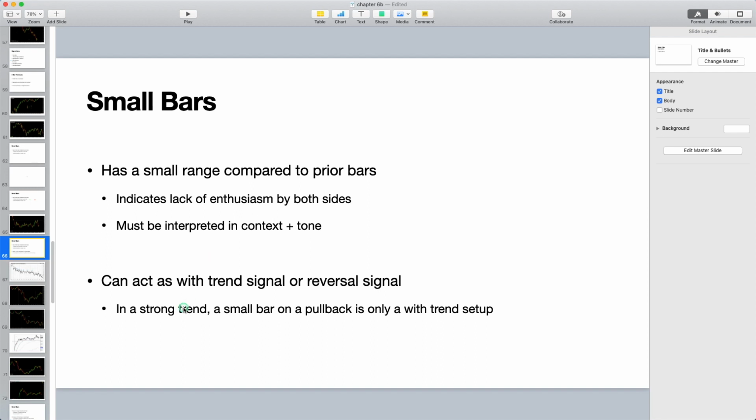So just like we said that in a strong trend, a small bar on a pullback is only a with trend setup, the same is true for a strong spike. In a bull spike or a bear spike, the first pullback with a small bar is only with trend. So in a bull spike, a small bar near the high of a strong bull trend bar is a very good signal bar, especially if it's an inside bar and it has a bullish tone.